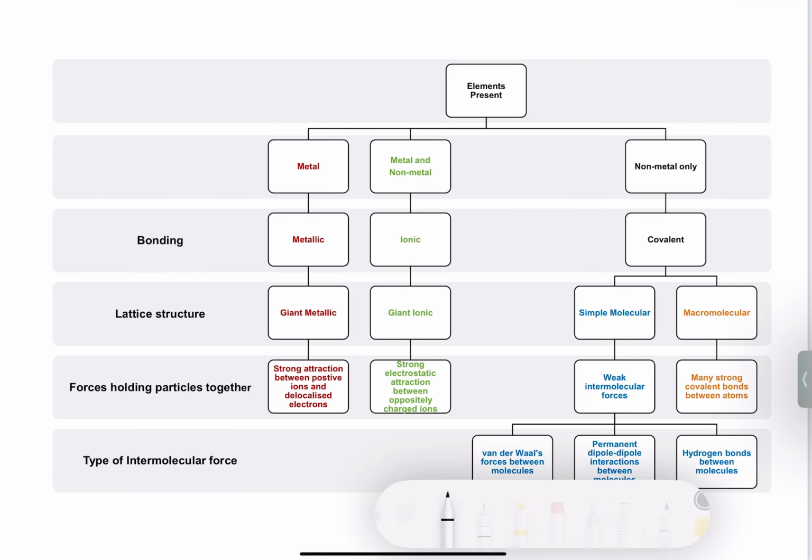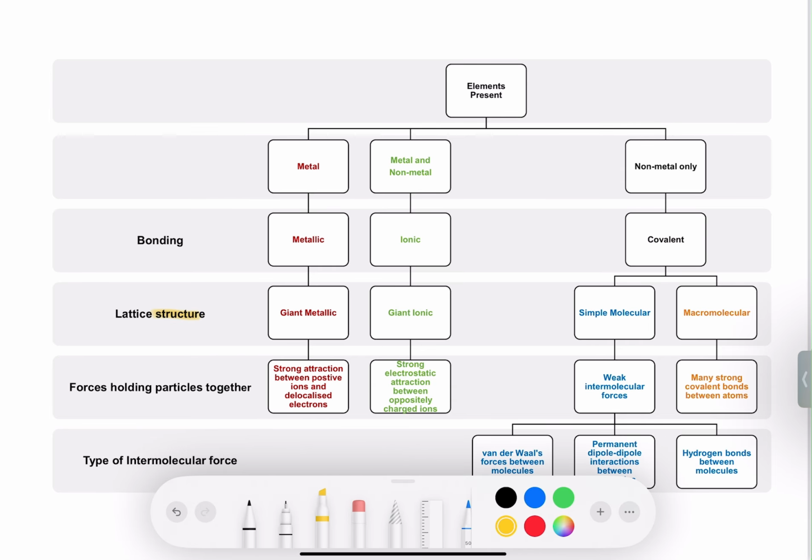So when a question asks you to consider the structure, it wants you to tell the examiner whether you believe the substance is giant metallic, so made of metal atoms only, giant ionic, a metal bonded to a non-metal like sodium oxide or potassium chloride, or is it only containing non-metals and therefore covalent? And there are two types of covalent structure: macromolecular, carbon as diamond or graphite, silicon or silicon dioxide.